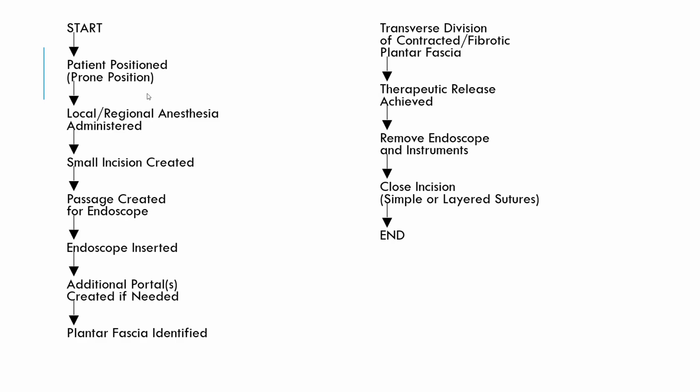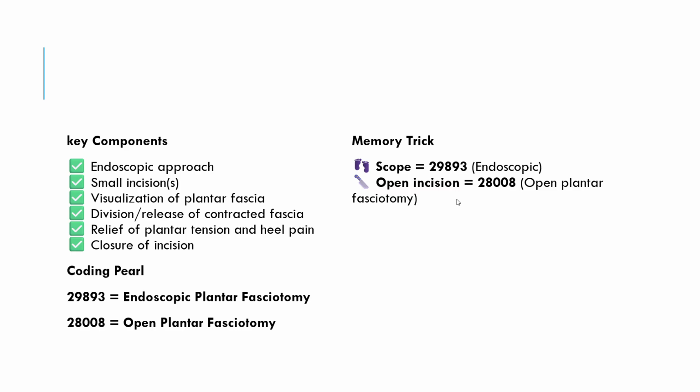So here the patient is positioned and he will administer local anesthesia or regional anesthesia, and he will create a small incision and insert the endoscope, and additional portals he will create if needed. Okay, so he will identify the plantar fascia site and he will do the transverse division of the contracted or the fibrotic plantar fascia. So he is simply releasing the fascia. Okay, so he will remove the instruments and close it with a simple or layered closure. So what are the key components?